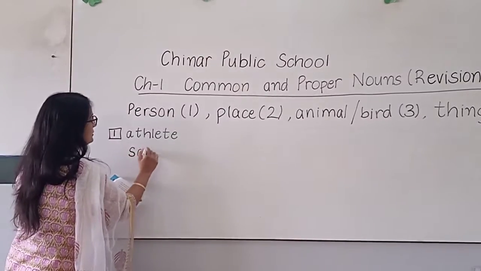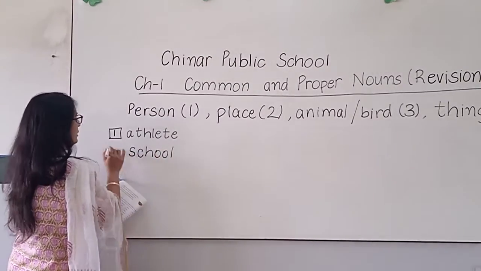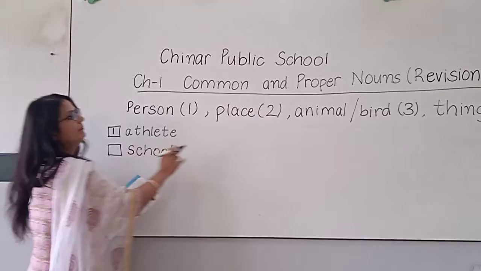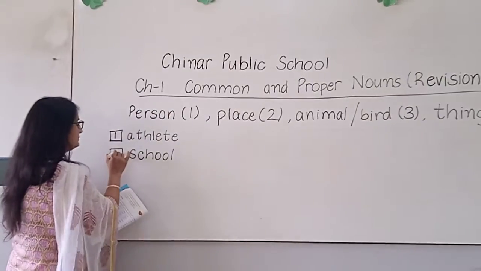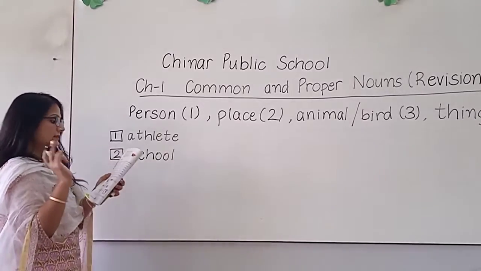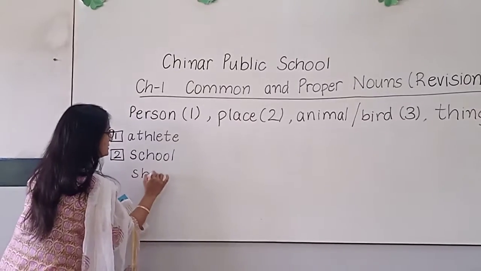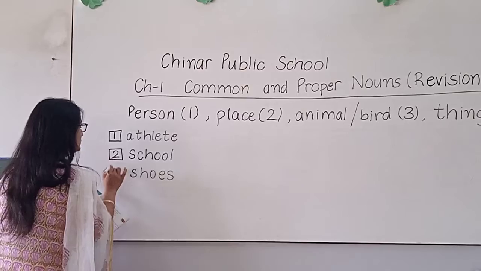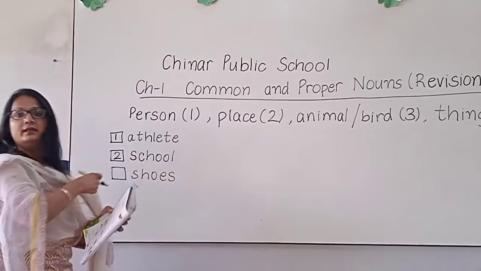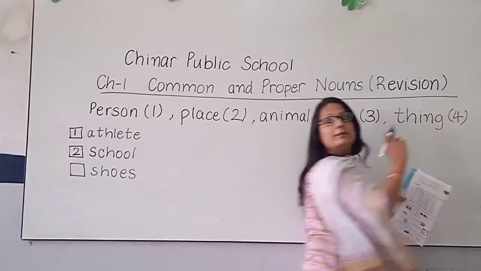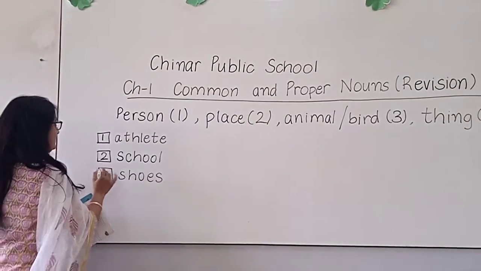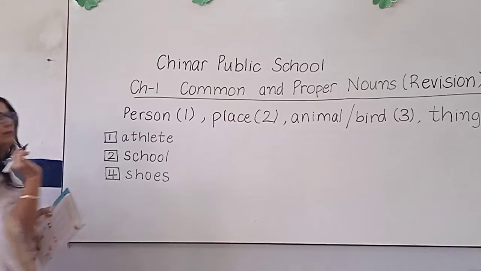Now comes school. We all know school is a place. And what is the number associated with it? Number 2. Fine. The third one is shoes. Now shoes are things. And what is the number associated with thing? It's number 4. So we are going to write down number 4 here in the box.